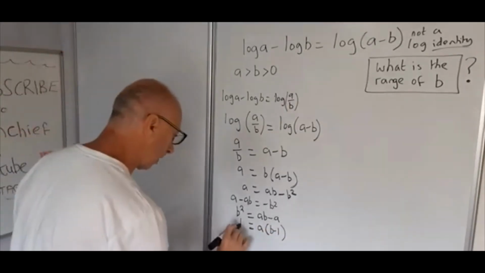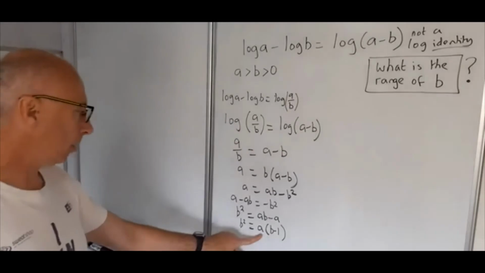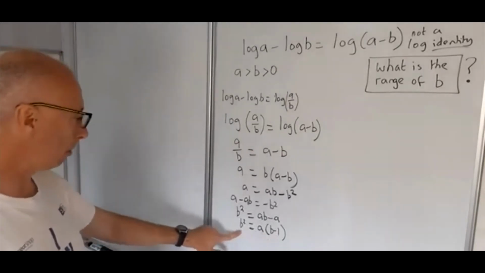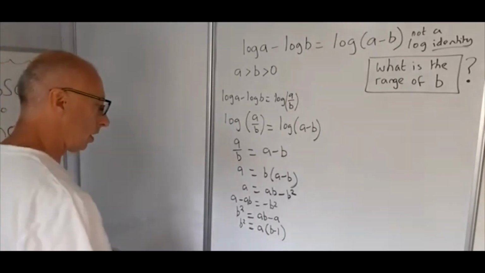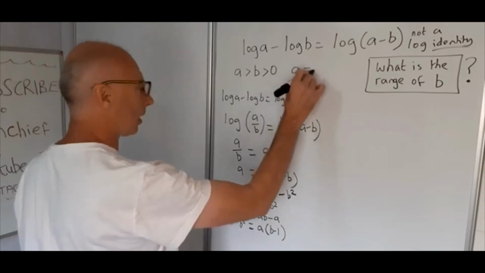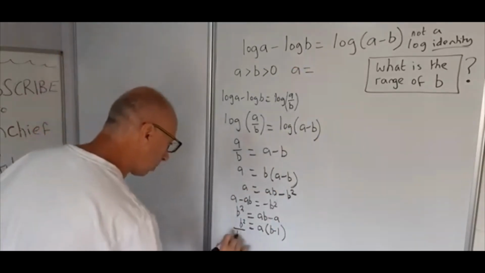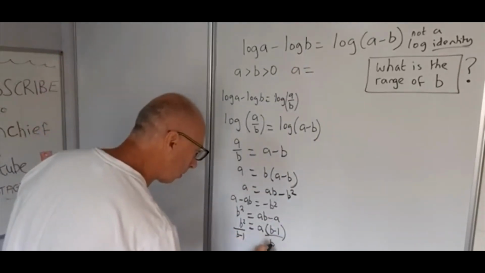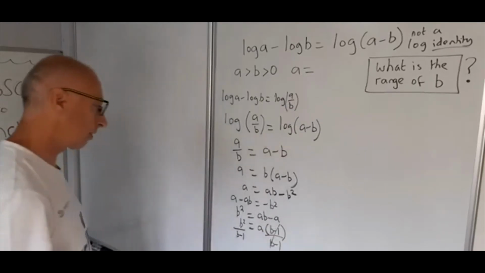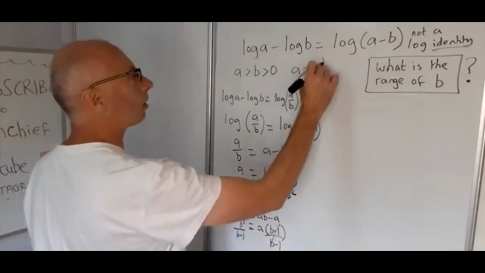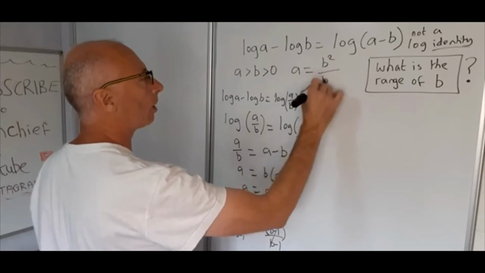So therefore, let's leave that as B squared. Now we can get A on its own, divide both sides by B minus 1, and that cancels out. So now we can write A equals B squared over B minus 1.